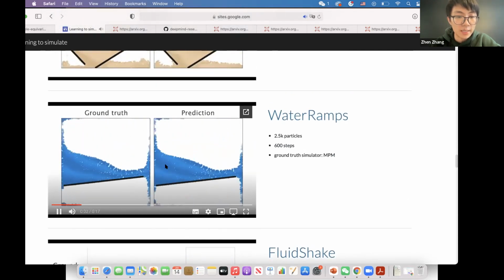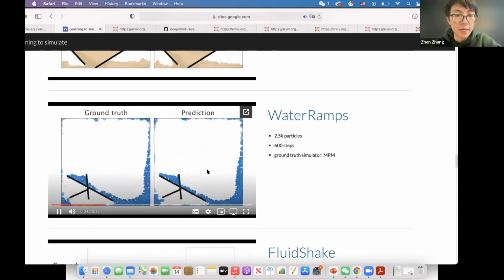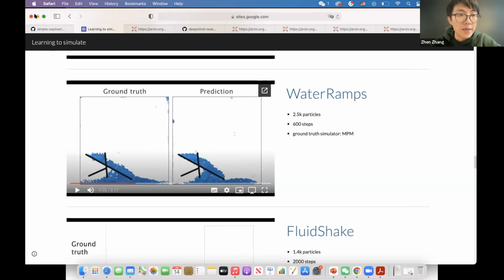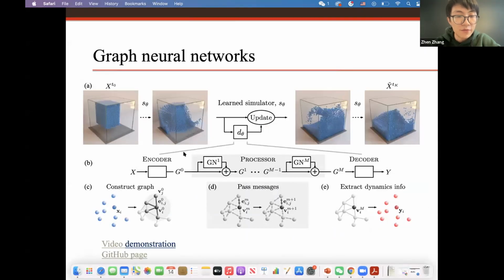Based on this simple training set, you can do the generalization on much more complicated scenarios. So this is just a brief overview of what this type of graph neural network can achieve. And actually, they have given the open source code, so anyone who wants to do research in this area can just go to the GitHub page and do some plug and play experiments.